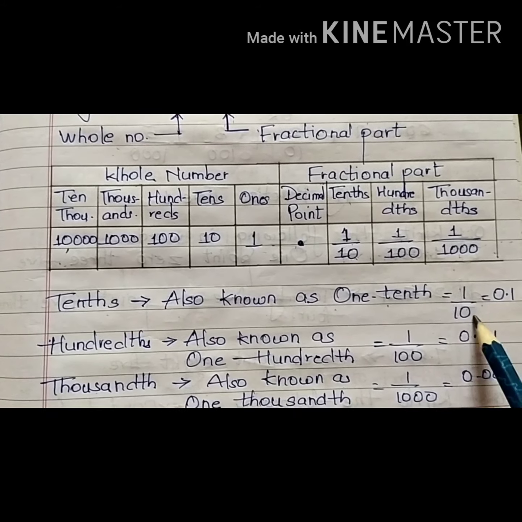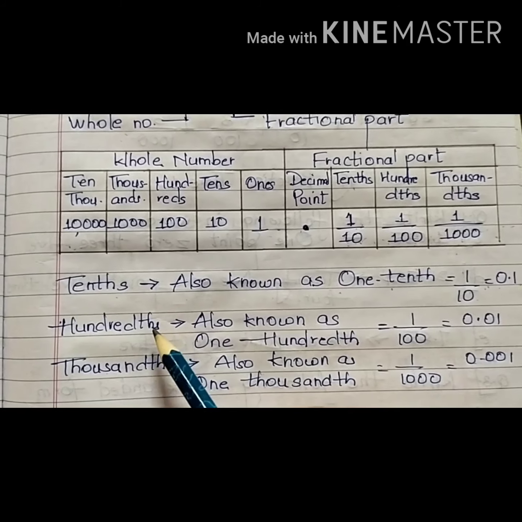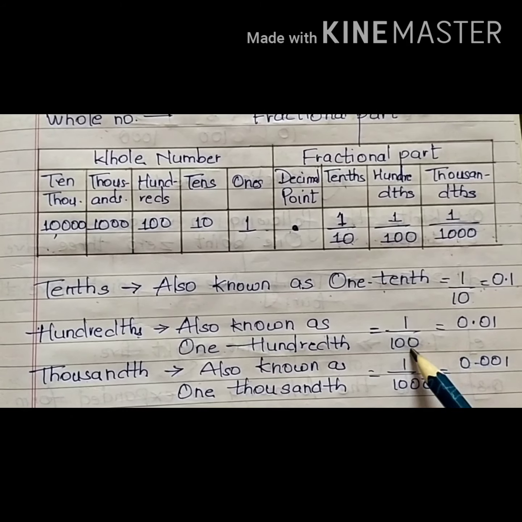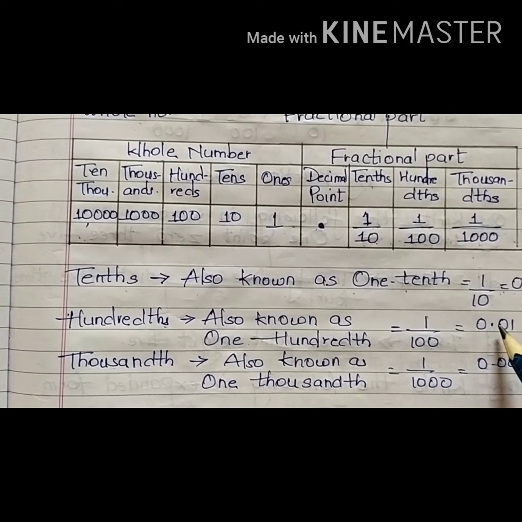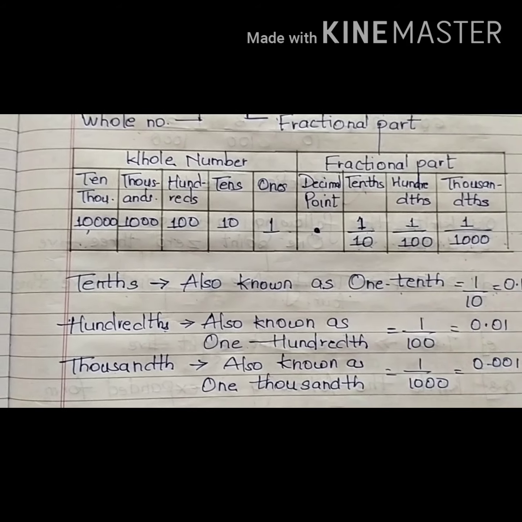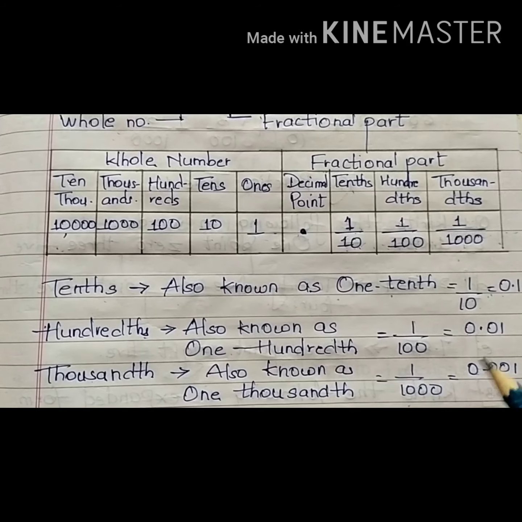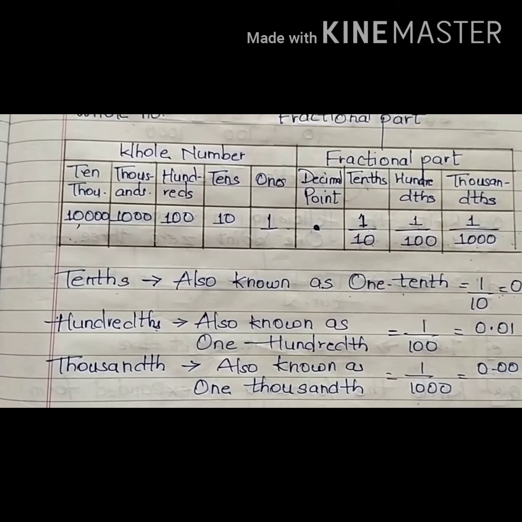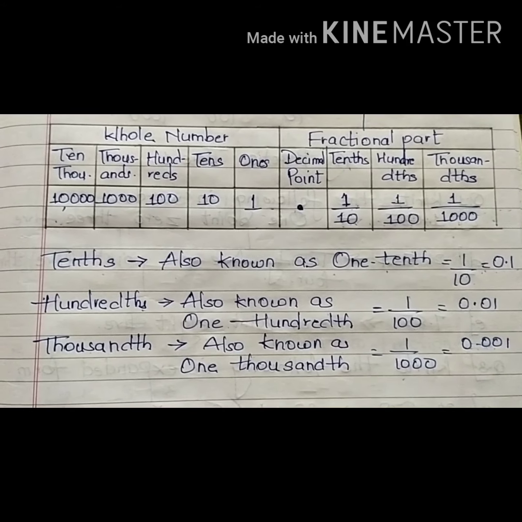I write 1 upon 10 in a decimal way as 0.1. Hundredth is also known as 1 upon 100. 1 upon 100 can be written in the decimal form as 0.01. I have thousandth, 1 upon 1000, and it is written as 0.001. Now why is it written in this way? So I will explain you.